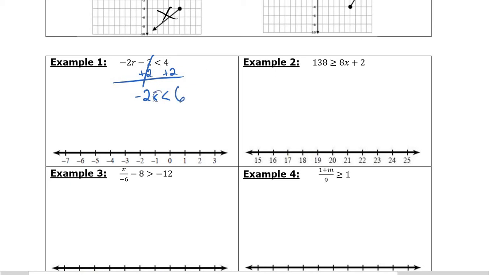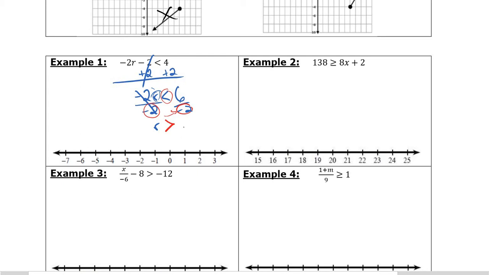We still want to find our r on its own, so to get it on its own we have to get rid of the -2. The -2 is multiplying times the r right now because there's nothing in between it, so the opposite of multiplication is division. Divide by -2, divide by -2. We're left only with an r, and hopefully you remember this from before. We just divided a negative number across the inequality, so it flips the inequality to face the other direction.